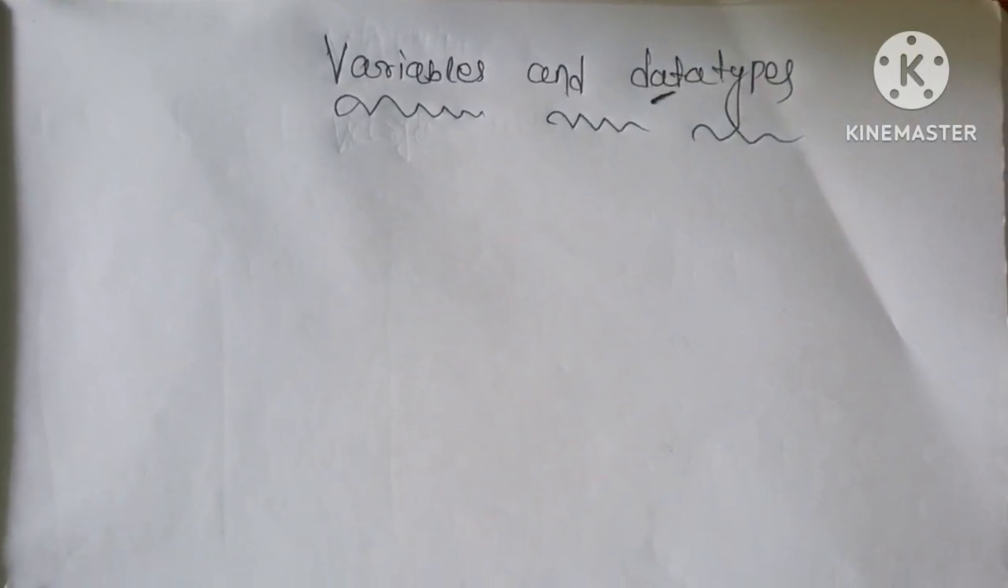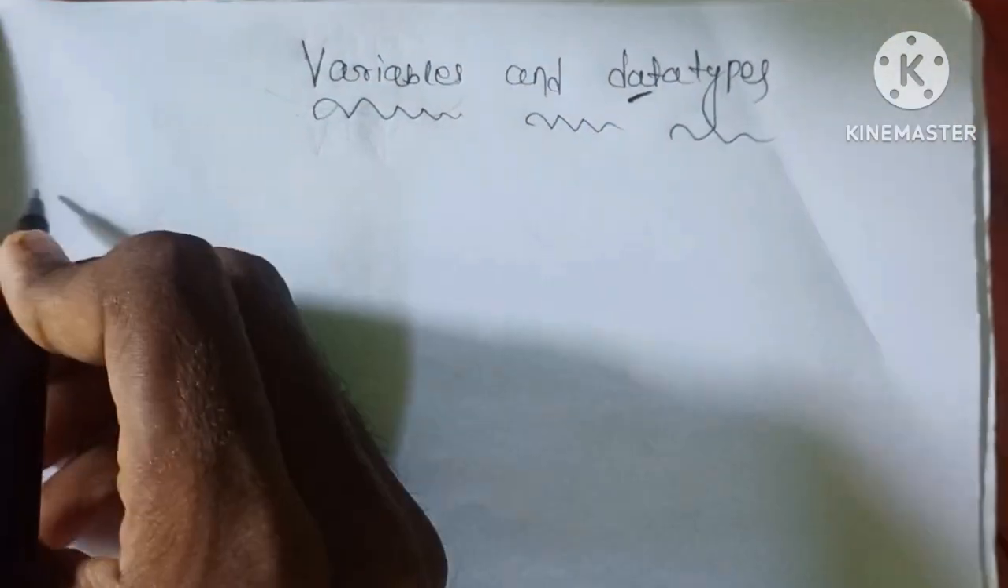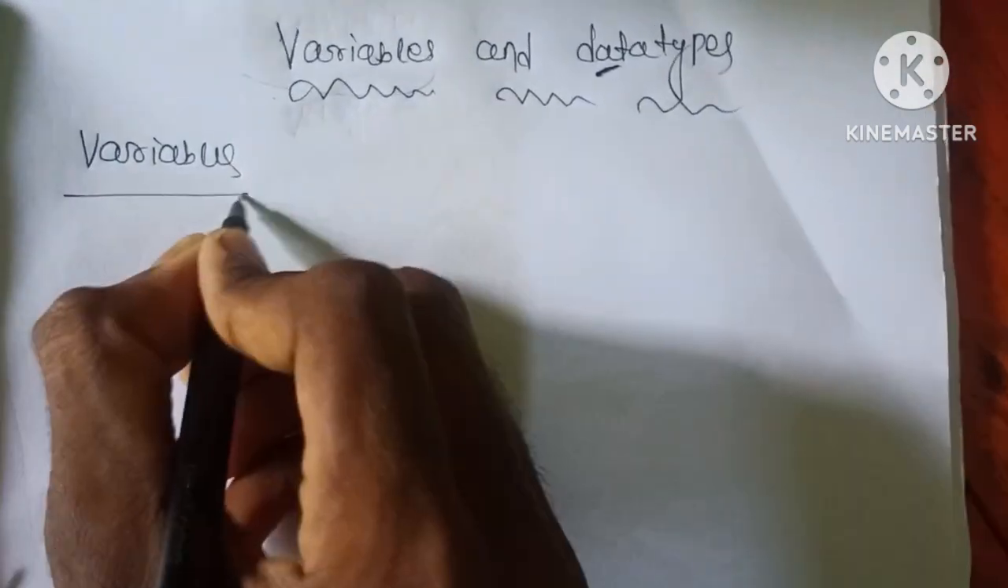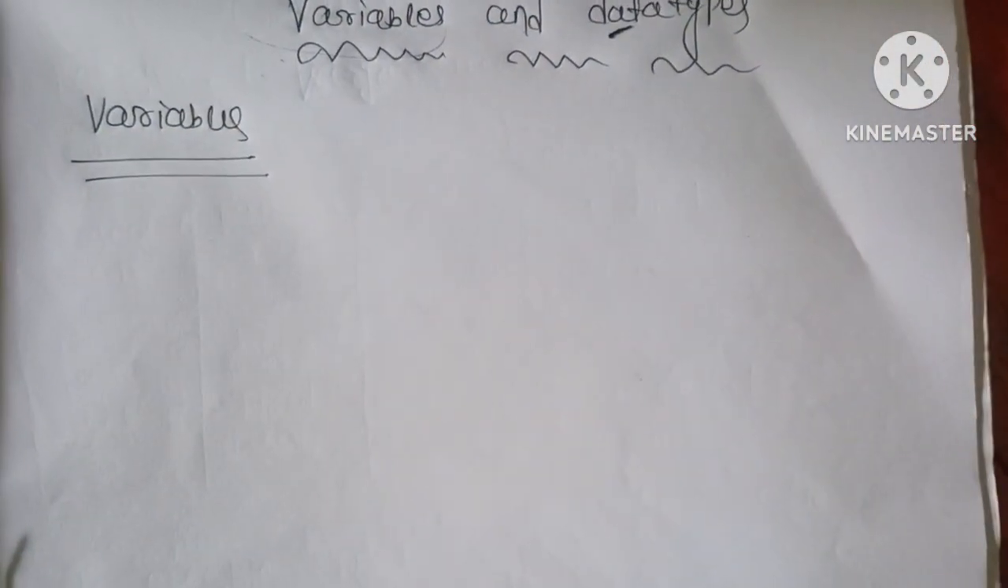So in this video we will learn about variables and data types. Okay. So first we will discuss variables. So variables, what? Variables. Okay. So you all are acquainted with the word variable.